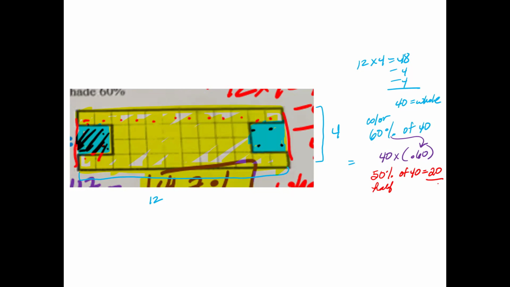So if you need 10 more percent of that, what would that be? 30? No, that would be way too big. You need 60%. So grab your calculator. What is 40 times 0.60?